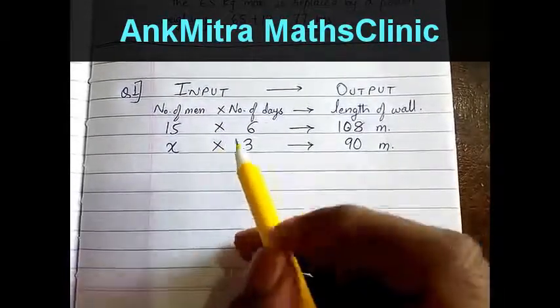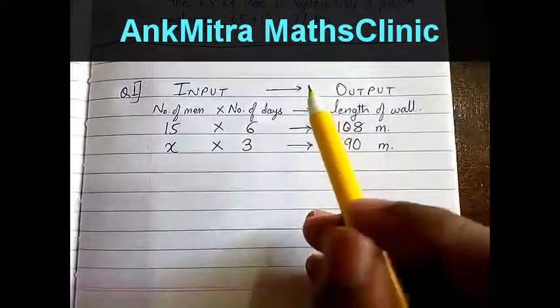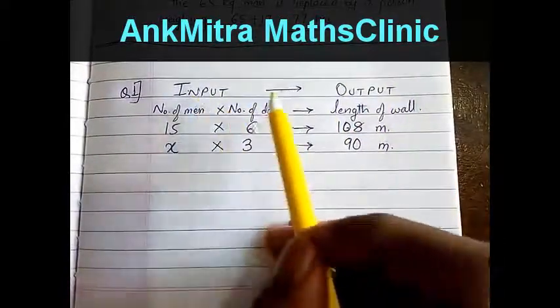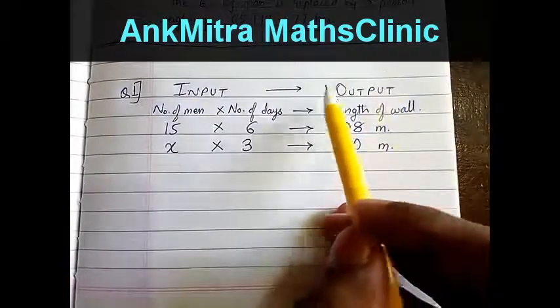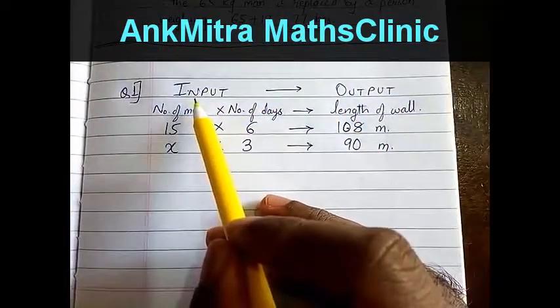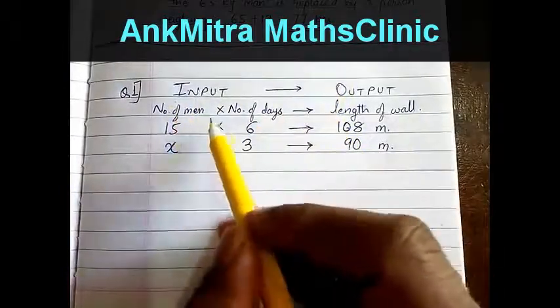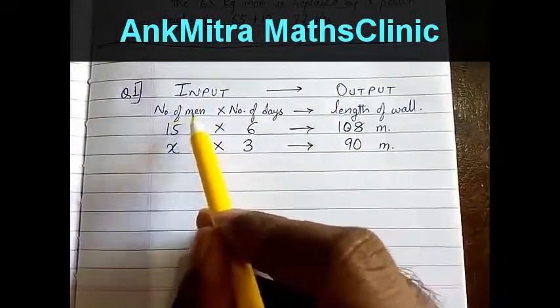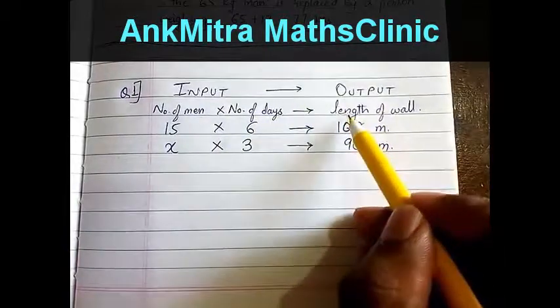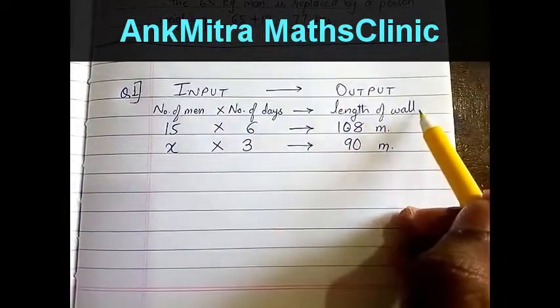In questions like these, I prefer to represent it in the form of input and output. The higher the input, the higher will be the output. That is, output is in direct proportion or direct variation to the input. In this question, the input is in terms of number of men and the number of days, whereas output is in terms of length of the wall built.